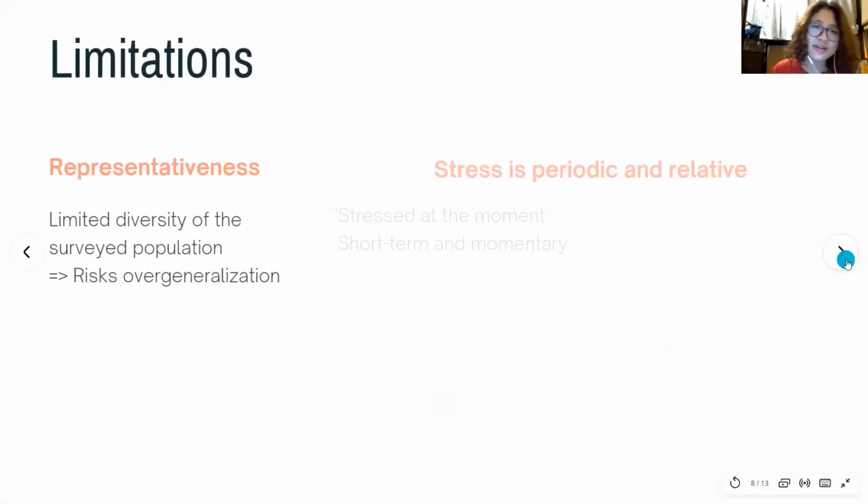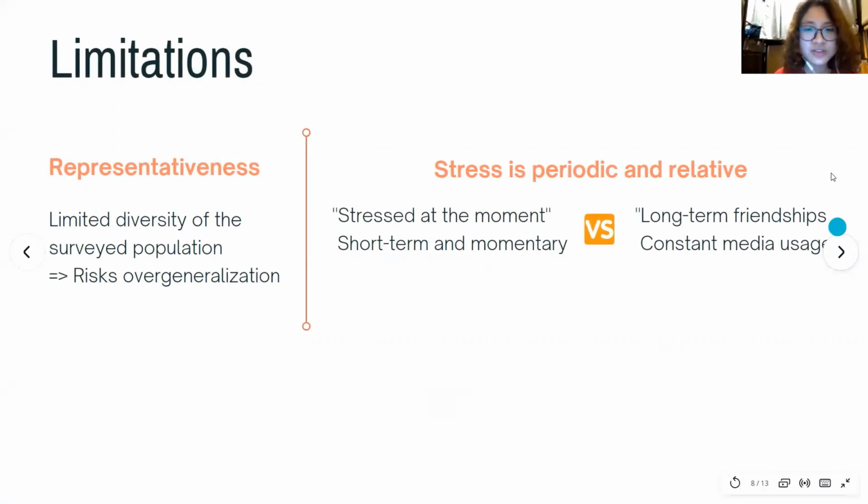Conducting the research, we identified two main limitations. First of all is the representativeness of the survey population. Due to the limited number and limited diversity of participants in a survey, the survey result would not be able to generalize for the whole Fulbright community.